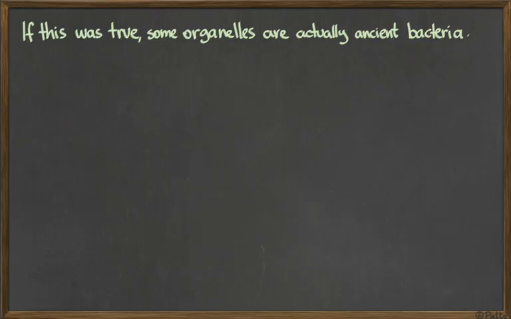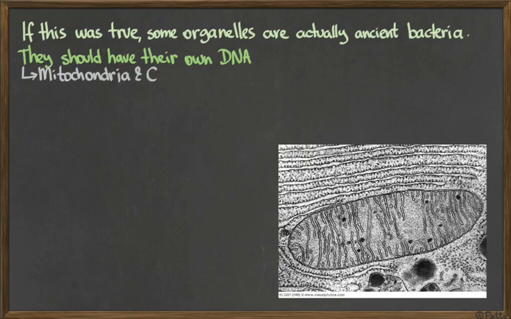That would mean that some organelles that we have inside of us are actually not created by ourselves; they come from outside and they are actually bacteria. If this would be the case, it would be expected that these little organelles would have their own DNA. So mitochondria and chloroplasts, they have their own DNA. And not only that, the DNA is circular and the DNA is naked, just like prokaryote DNA.